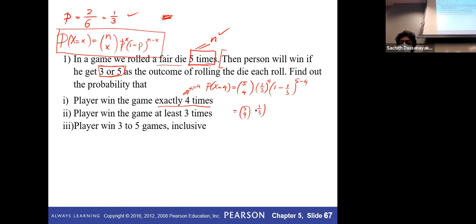This is 1/3 to the power 4. It's going to be 2/3 to the power 1, since 5 minus 4 is 1. So simply simplify this, and then you can get a value, I think.